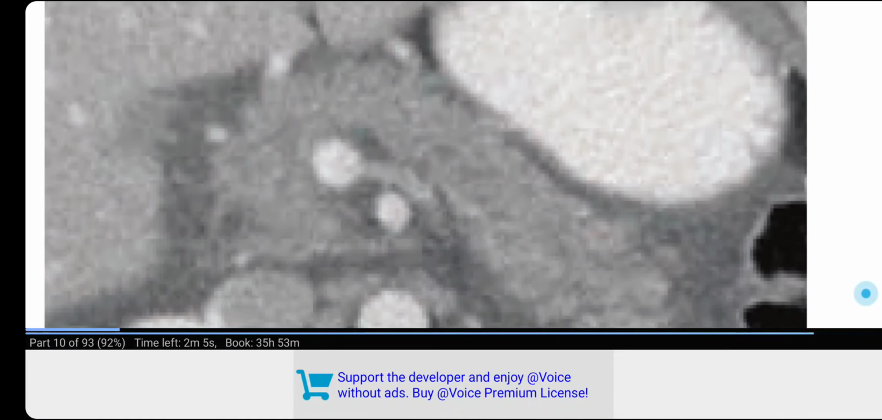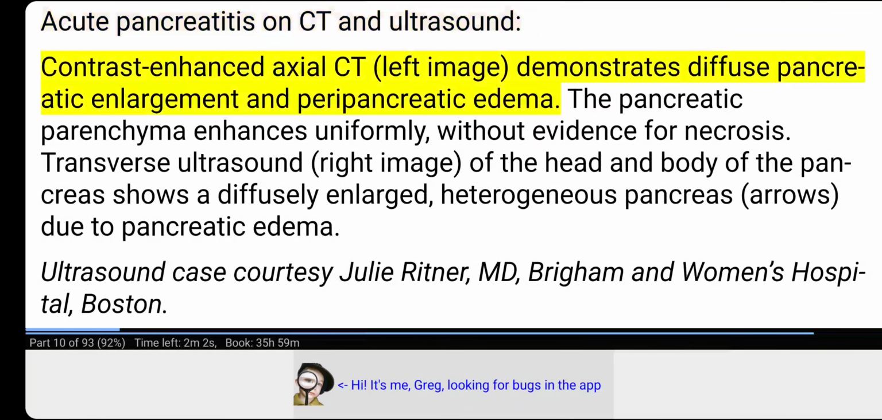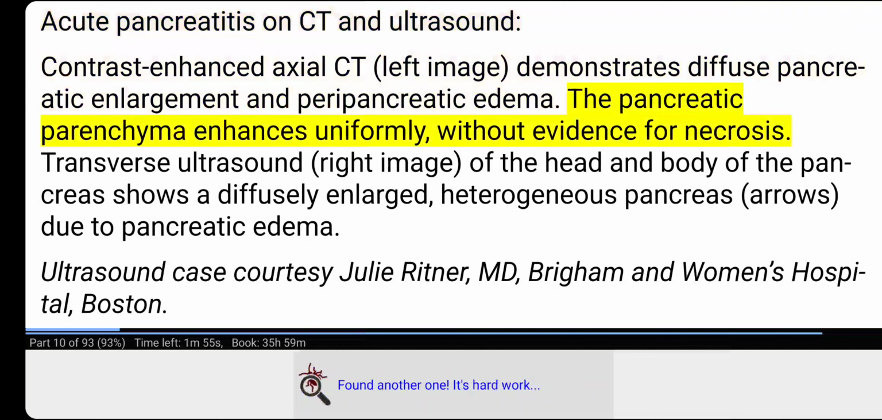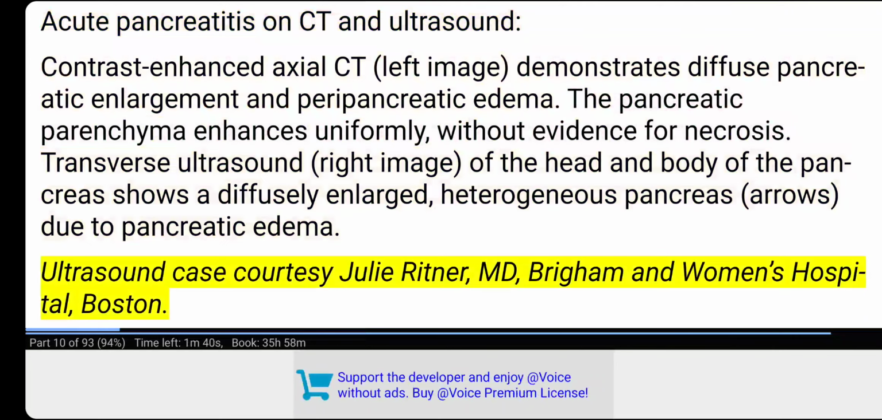Acute pancreatitis on CT and ultrasound. Contrast-enhanced axial CT, left image, demonstrates diffuse pancreatic enlargement and parapancreatic edema. The pancreatic parenchyma enhances uniformly, without evidence for necrosis. Transverse ultrasound, right image, of the head and body of the pancreas shows a diffusely enlarged, heterogeneous pancreas, arrows, due to pancreatic edema. Ultrasound case courtesy Julie Rittner, MD, Brigham and Women's Hospital, Boston.